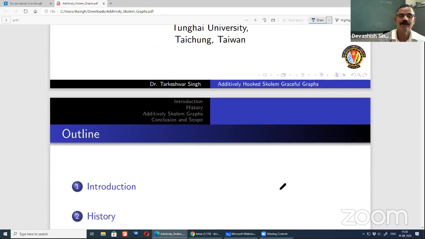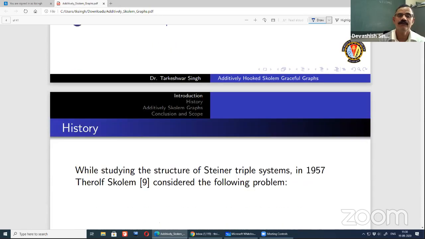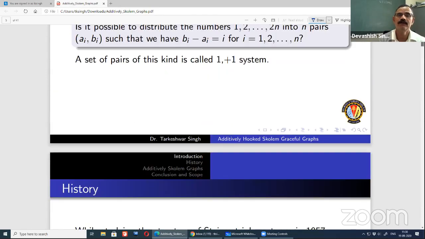What I'll do is start with the basic definition of what the Skolem sequence means and what things are there. Then I'll come back to the additively Skolem graph and we'll discuss that one. So let us see a little bit of the theory first.